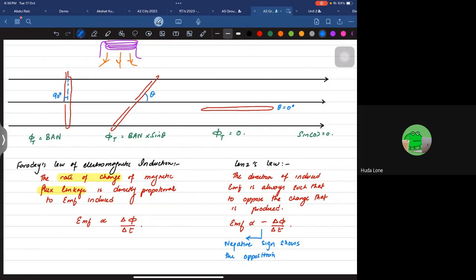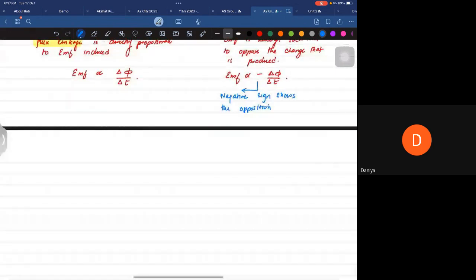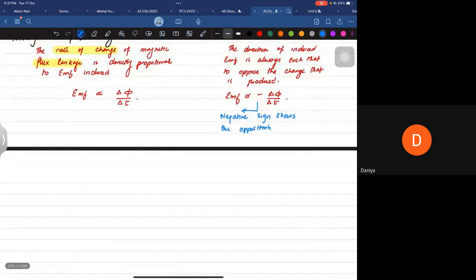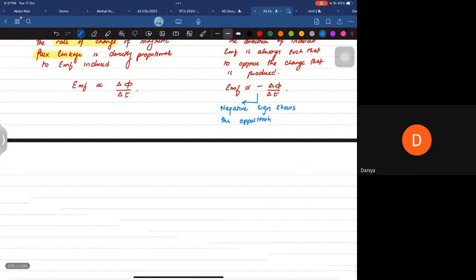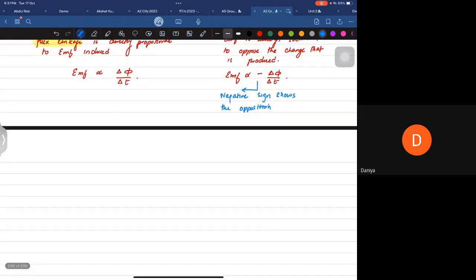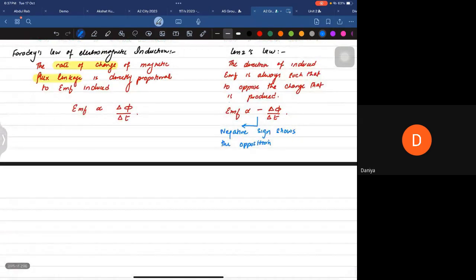Okay, is it clear, everyone? Should I go forward now? Yes. Okay. Now let's try to understand what these two laws really tell us. So imagine that we have, you guys have written this? Should I go forward now?